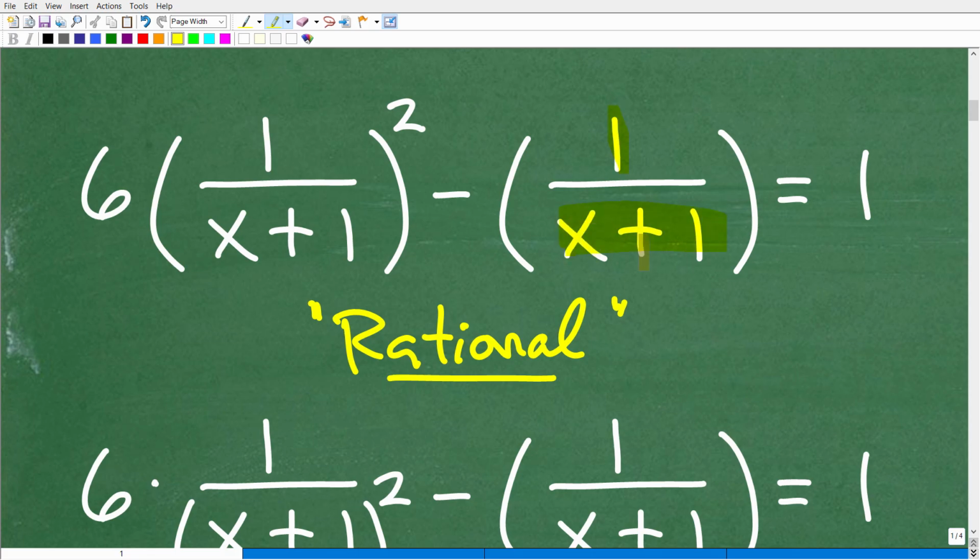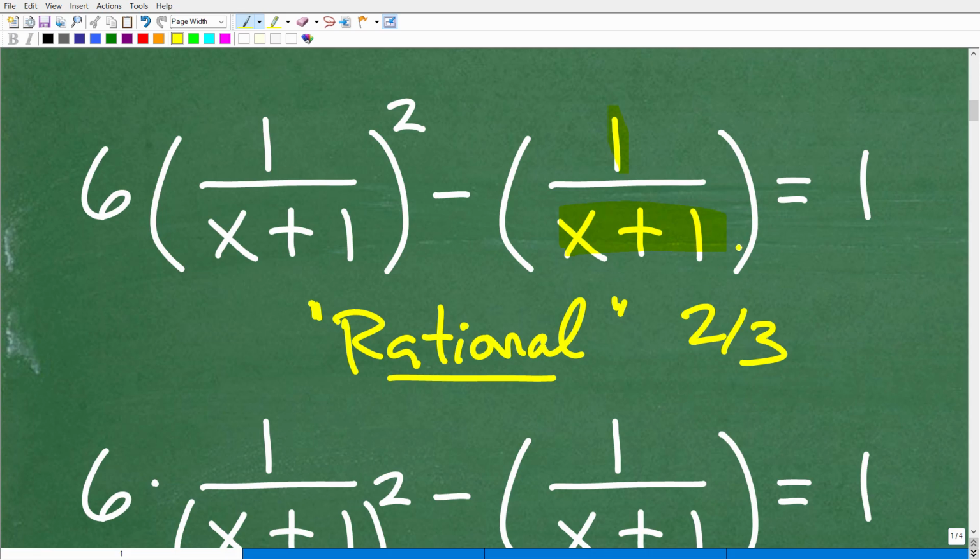We have 1 over x plus 1, and rational numbers in mathematics are effectively fractions. They're numbers that can be expressed as fractions where the numerator and denominator are integers. Now, that's a little technical, and I'm being informal here in terms of some of these definitions, and maybe that's not the most precise way to teach math. But listen, when you see fractions, I want you to think rational. So this is a fractional type of equation.